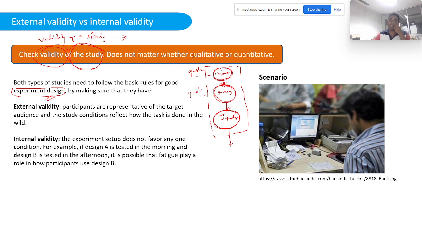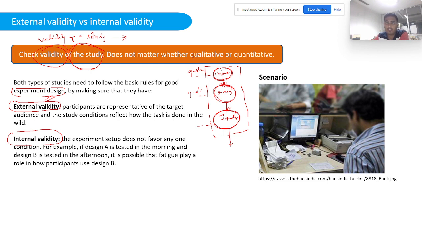Now the idea is to make a particular experiment design valid. So for that we consider two important aspects. One is external validity, the other one is internal validity. Okay, so external validity is about representing the particular target audience.